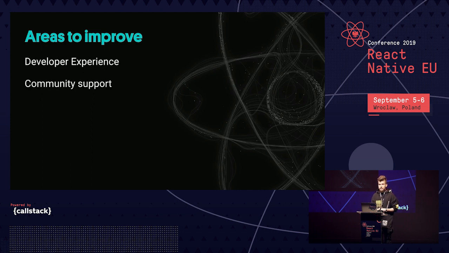The other category is community support: a transparent and predictable development path and better support from the core team at Facebook. And the last one is performance, making sure that not only can we ship cross-platform apps, but also that we can make them fast. So let's go one by one, starting from the top one.